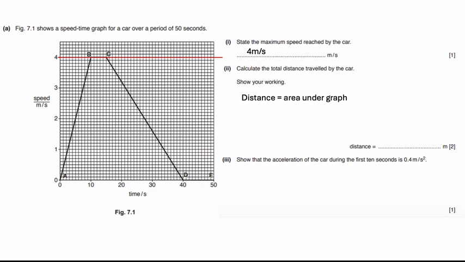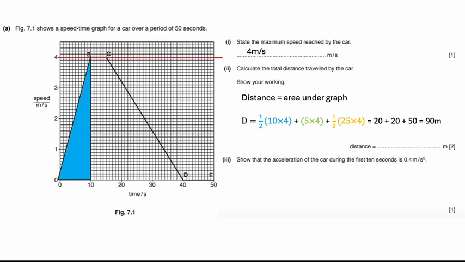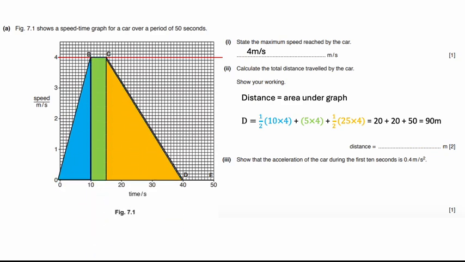Really, the marks come from the ability to correctly do some calculations of area. So what we're expecting to see is something like this. Now, there's a lot going on here. We've got 3 parts, because we've got a triangle here, a rectangle in the middle, and then another triangle here. So we're using half base times height for both of those triangles and just base times height for the rectangle in the middle. When markers are looking for this, they're looking for evidence that you've used the area, and then they're looking for that correct answer at the end, which is 20 plus 20 plus 50, which is equal to 90 meters. So quite a lot of work here to get those 2 marks, but you really do need to make sure you're expressing yourself clearly to your examiner.